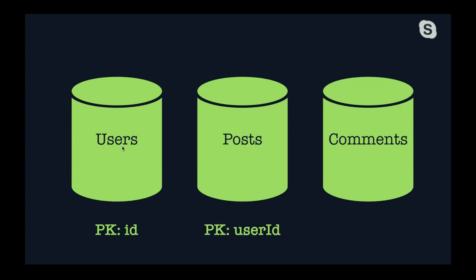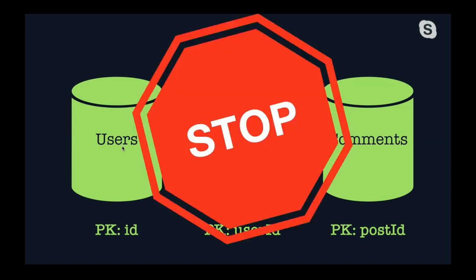Maybe on posts, we would partition on user ID in order to get all the posts for an individual user. So we could provide that in order to just query an individual user's posts. Similarly, a comments container could be partitioned on post ID, so we can get all the comments for an individual post. You don't want to do this.